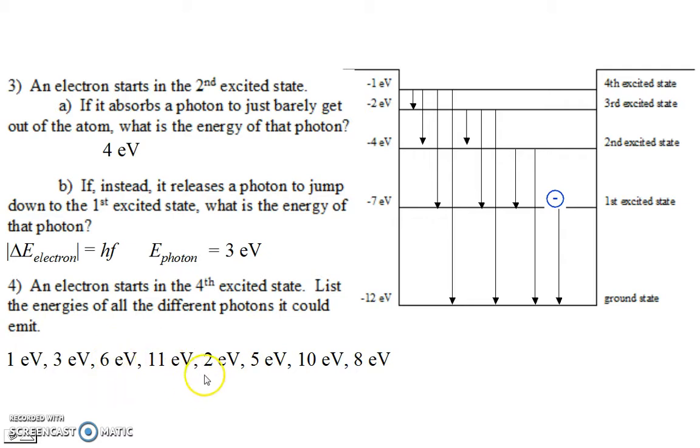1, 2, 3, 4, 5, 6, 7, 8. There are going to be 8 possible photons, or 8 possible frequencies, I should say, in its emission spectrum, given the fact that it started in the 4th excited state.